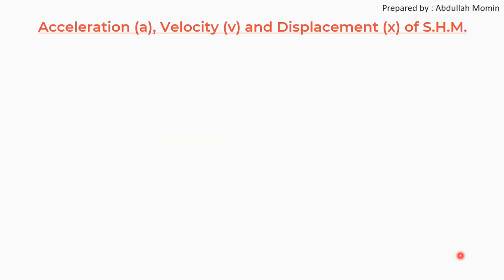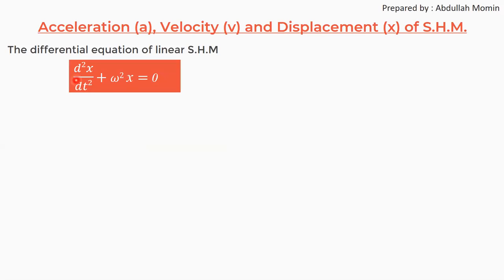In order to find the equation of acceleration, we will use the differential equation. From our last lecture we have seen that the differential equation of linear SHM is d square x by dt square plus omega square x is equal to 0. When we take plus omega square x to the other side of the equal sign, it becomes minus omega square x.